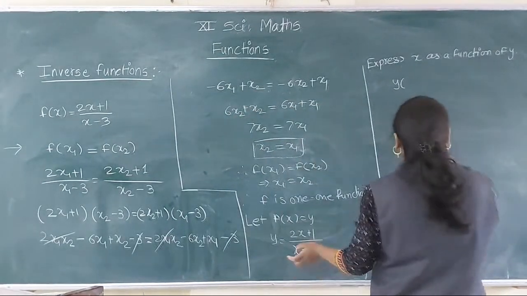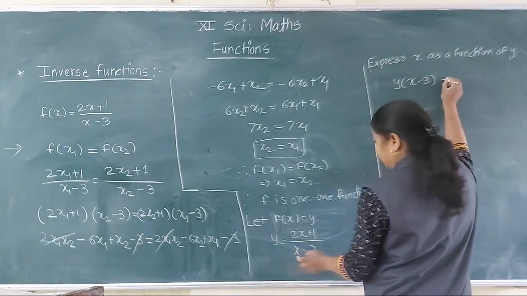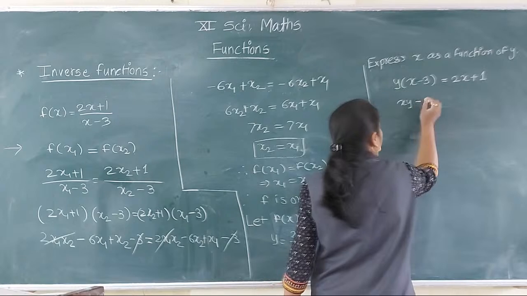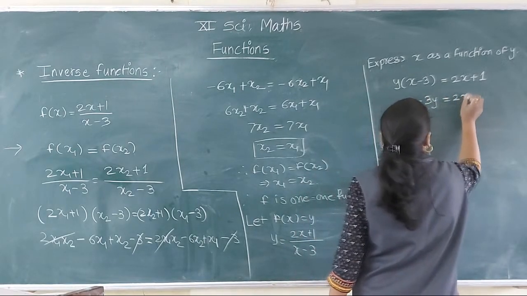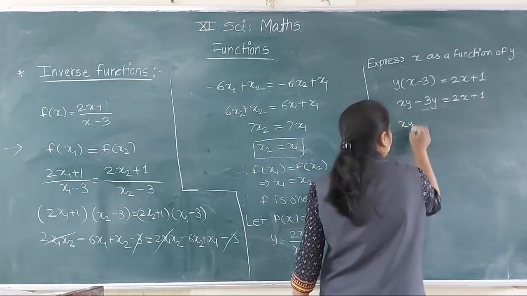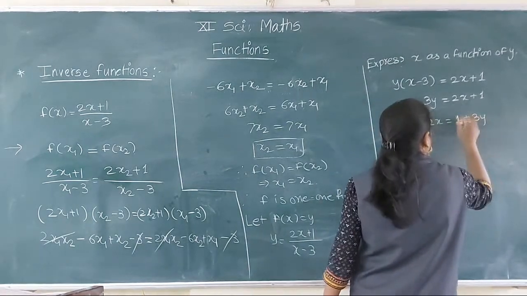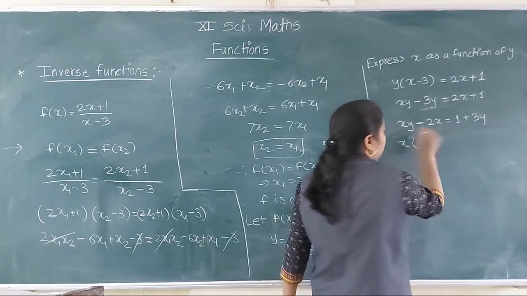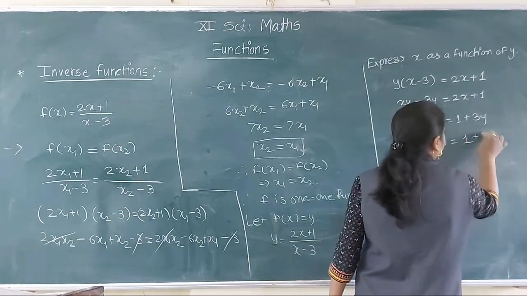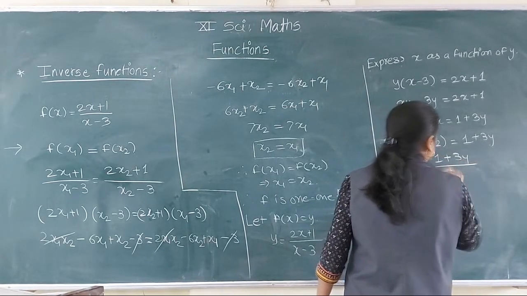Okay, now let's multiply y into x minus 3 on this side. So what will happen? y into x minus 3 is equal to 2x plus 1. So multiply: x into y minus 3y is equal to 2x plus 1. So take this 3y to the other side, bring 2x here. x into y minus 2x is equal to 1 plus 3y. Right? So if I take x common from these two terms, then it will be x into y minus 2 is equal to 1 plus 3y. So x is equal to 1 plus 3y upon y minus 2.